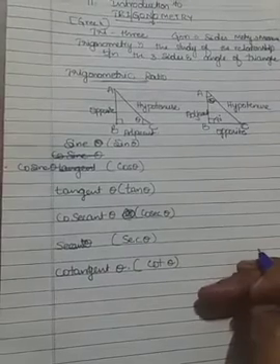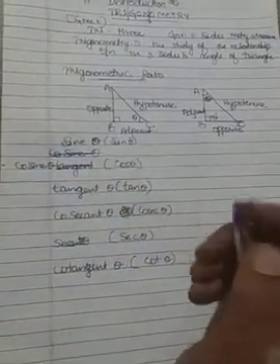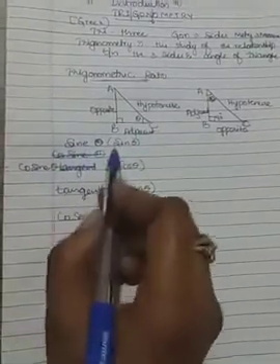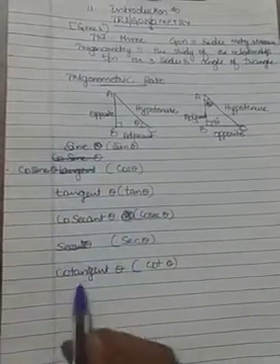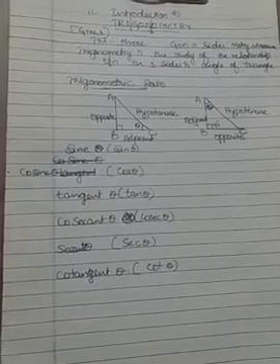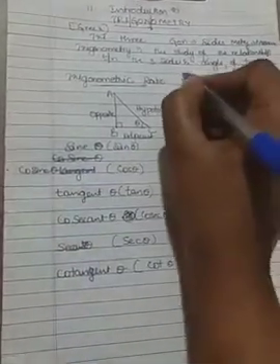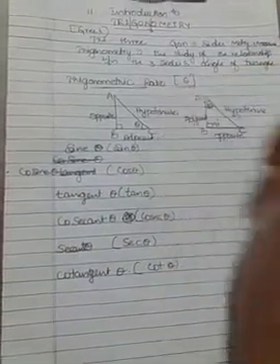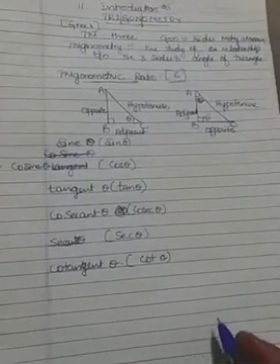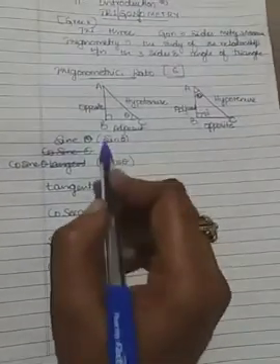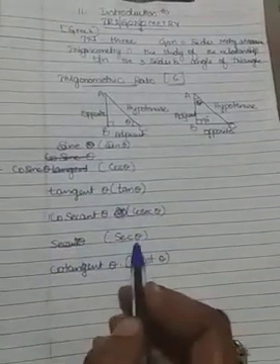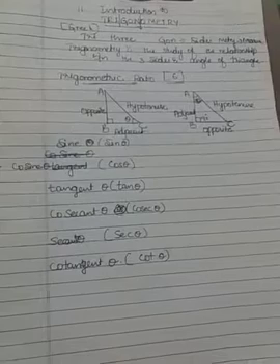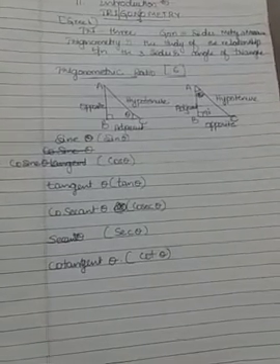Okay, so these are the short forms, which I wrote in brackets. Outside of the brackets is the full form. Once again I'll tell you: sine theta, cosine theta, tangent theta, cosecant theta, secant theta, and cotangent theta. So there are a total of 6 trigonometric ratios. How many are there? 6 trigonometric ratios. Shortly they are known as sin theta, cos theta, tan theta, cosec theta, secant theta, and cot theta. Cot theta means cotangent theta.